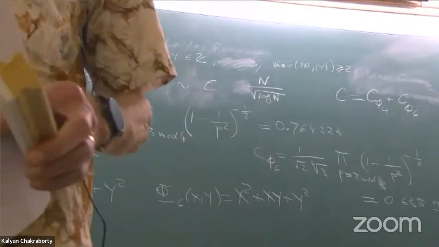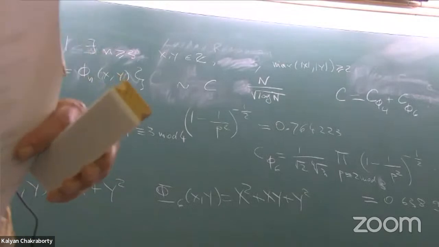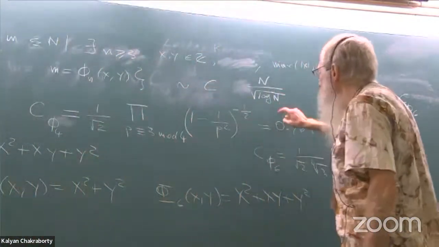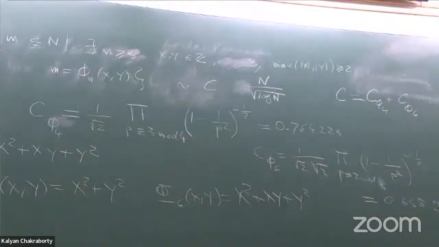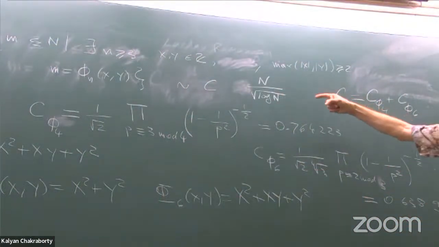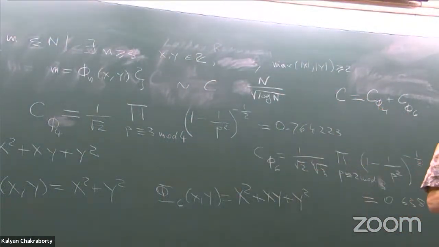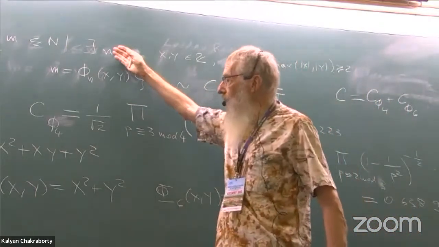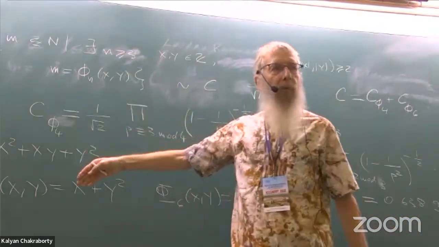The precise result that we have is more precise. What we have is an expansion. The first term is n divided by the square root of log n. The next term is n divided by log n to the 3/4, and the constant which comes into the picture is the constant which occurs in the number of integers which are represented by the two forms.